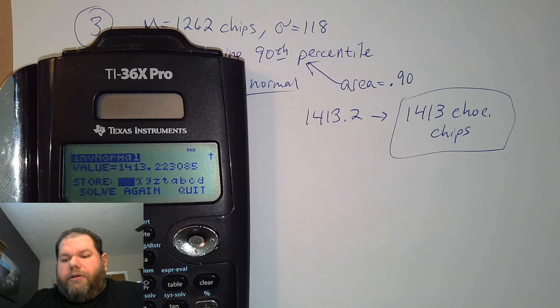We don't really worry about fractional values here. We just want the whole number of chocolate chips that are present.